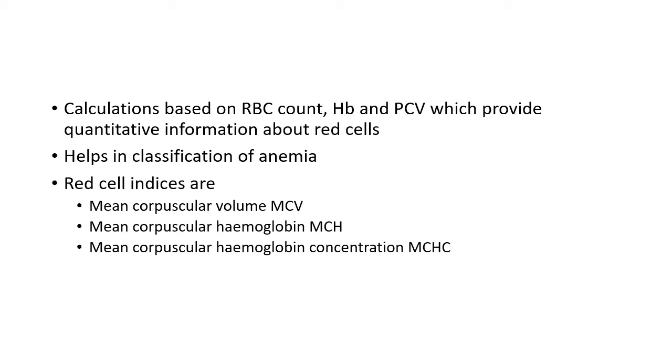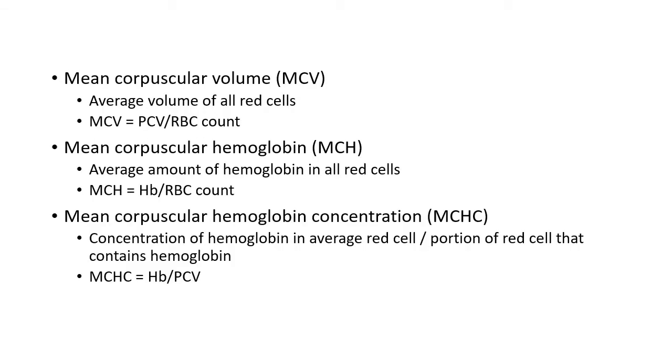The three red cell indices are: number 1, mean corpuscular volume, that is MCV; number 2, mean corpuscular hemoglobin, that is MCH; and number 3, mean corpuscular hemoglobin concentration, that is MCHC. We will see each one separately. Mean corpuscular volume is the average volume of all red cells. It is calculated with the formula MCV is equal to PCV, that is packed cell volume, divided by the number of red blood cells, that is RBC count, and it is expressed in femtoliters.